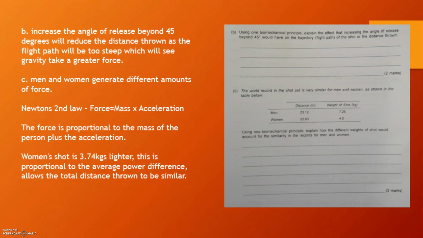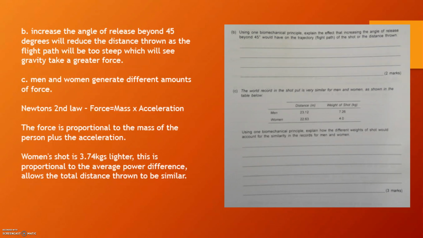The world record for shot put very similar for men and women. Explain one biomechanical principle. Explain how the different weights of shot would account for similar records with men and women. So I've said Newton's second law, so force equals mass times acceleration. So if we have, men and women generate different amounts of force, so the force is proportional to the mass of the person plus acceleration.